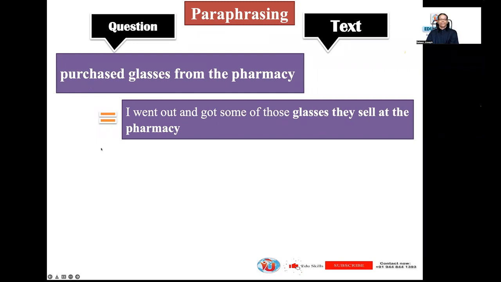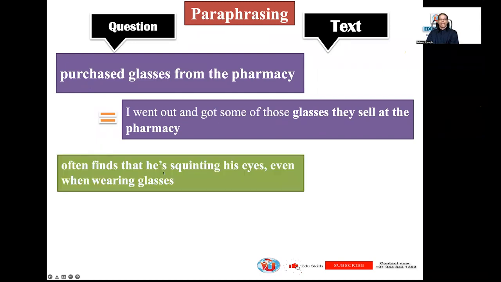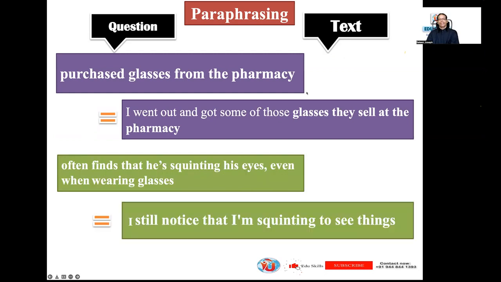Okay. And the next one: often finds that he is squinting his eyes even when wearing glasses. That's the question statement. The text says, I still notice that I am squinting to see things. I still notice that I am squinting to see things. Often finds that he is squinting his eyes even when wearing glasses. So these are the paraphrasing.